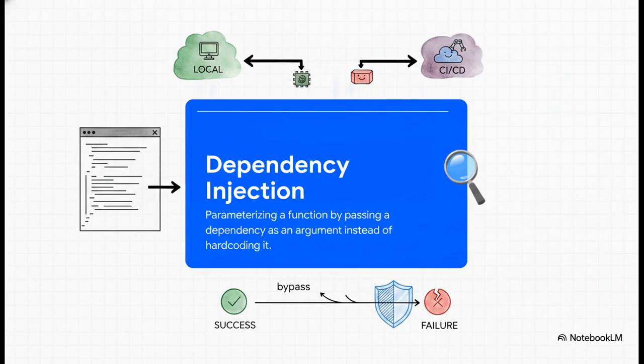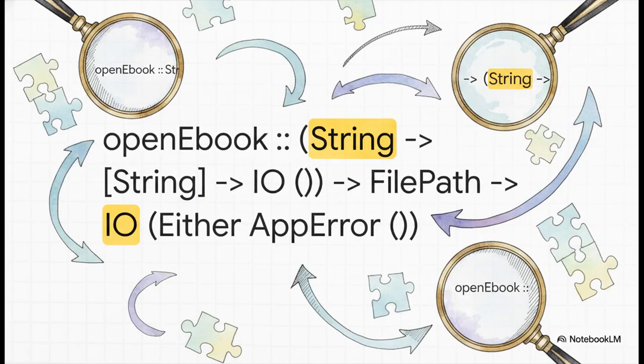By injecting it, we can pass a real OS launcher when we're running locally and a fake, completely safe dummy launcher when running automated tests in our CI/CD pipeline. The function behaves identically, but the crash? Bypassed entirely. So our updated type signature reads, open ebook takes a function of String to a list of Strings to IO unit, and a FilePath, returning IO of Either AppError, unit.